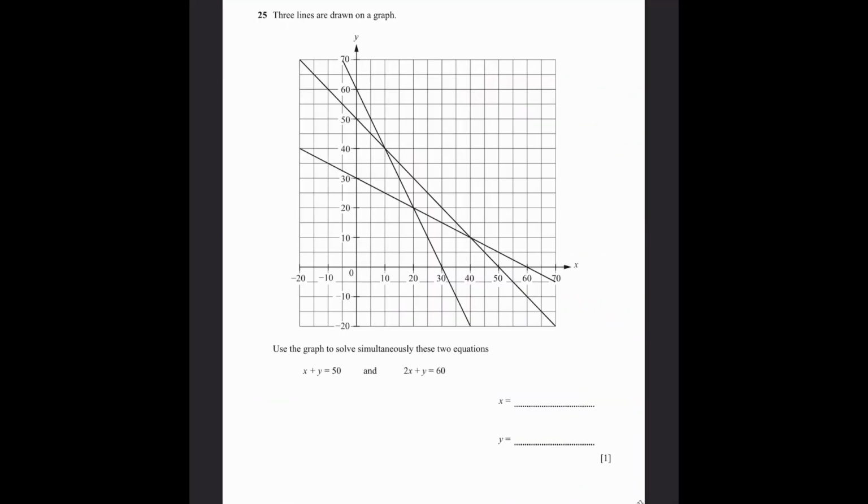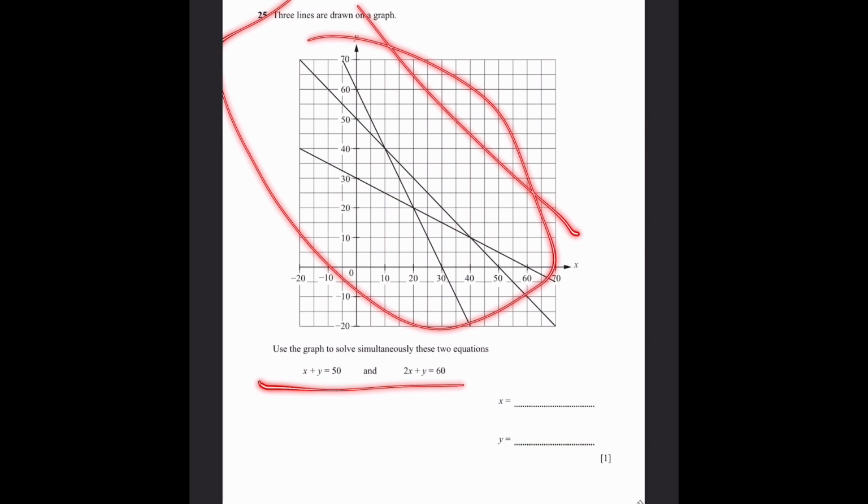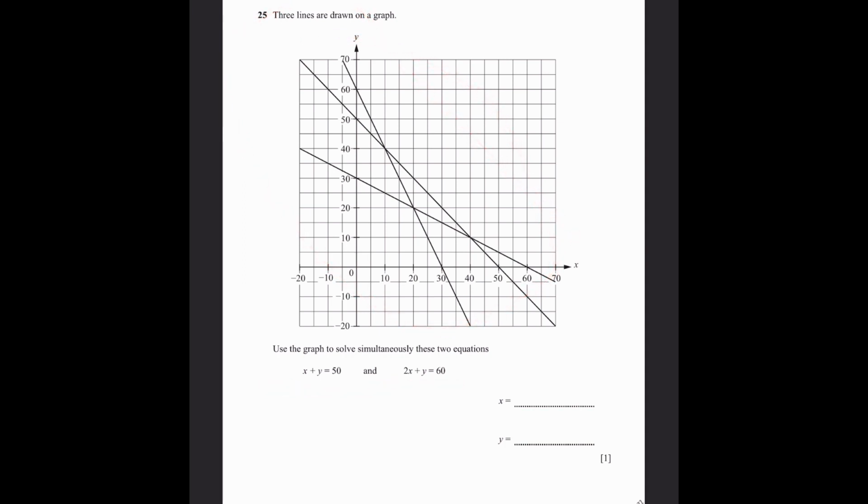Question 25. Three lines are drawn on a graph. Use the graph to solve simultaneously these two equations: x plus y is equal to 50 and 2x plus y is 60. First thing we need to do is find which of these three lines are these two equations. So let's take a point on each of these lines over here on the y-axis. That means x is always 0. So we'll take this point, and this point. We'll label these as lines 1, 2, and 3.